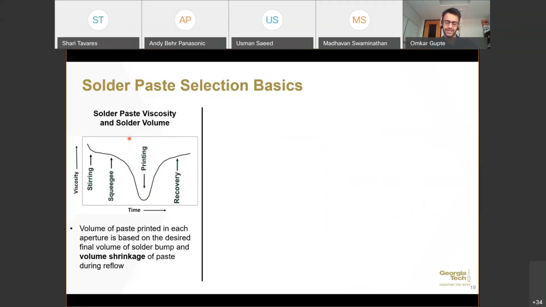And as I mentioned, the solder paste viscosity is a function of the shear force. So the viscosity will change at different stages in the printing process. Initially, when the solder paste is stirred and put close to the squeegee, the viscosity is higher. When the squeegee is actually doing the printing, the viscosity goes down, such that the paste can flow properly and fill all the apertures.